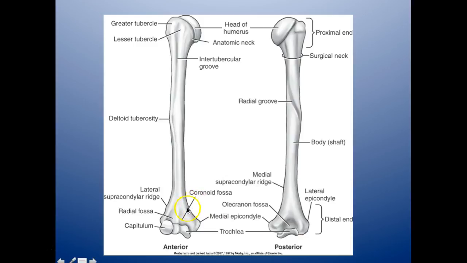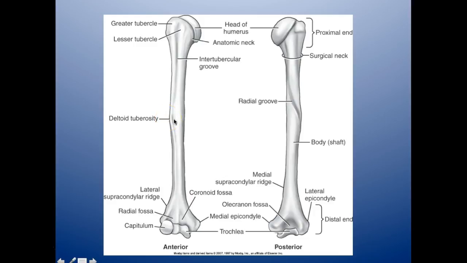Coming over, we have the coronoid fossa with the trochlea, the capitulum, and I want you to know the supracondylar ridge. And then we have a deltoid tuberosity. Yes, that's where the deltoid attaches.